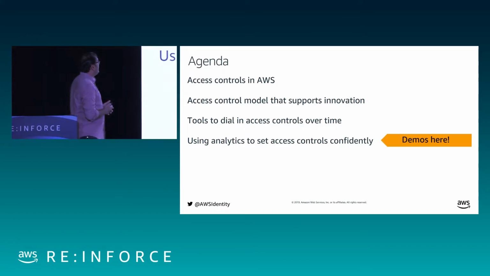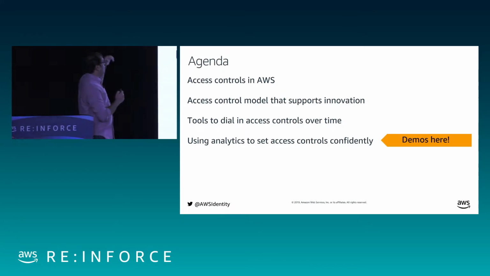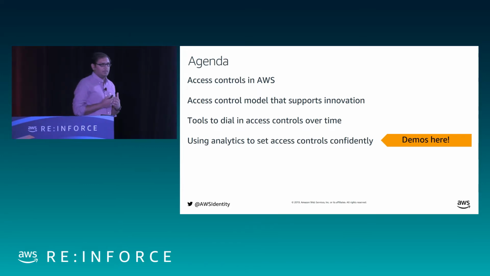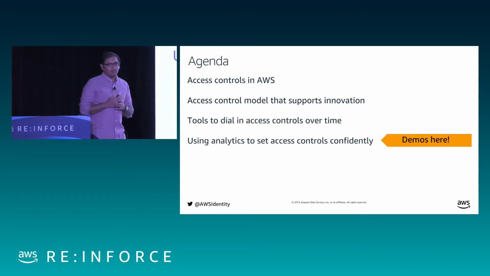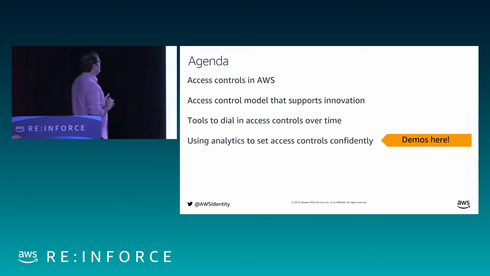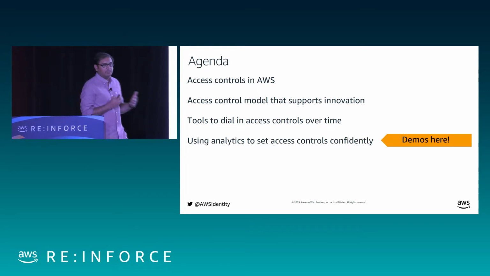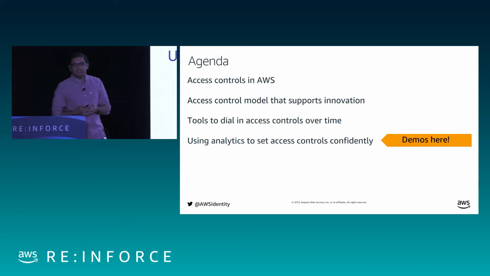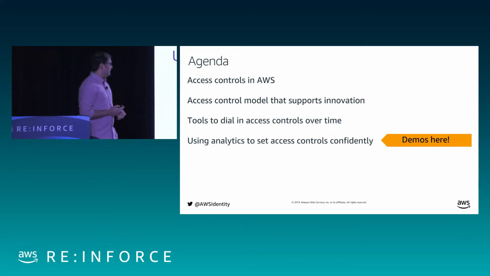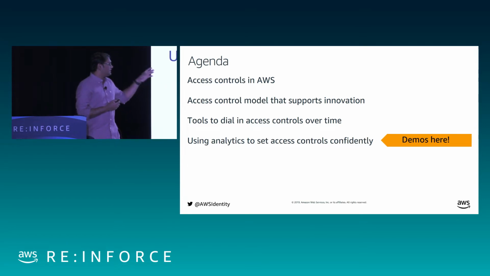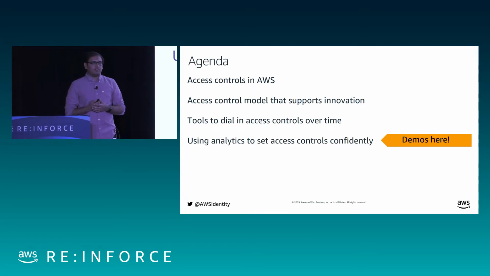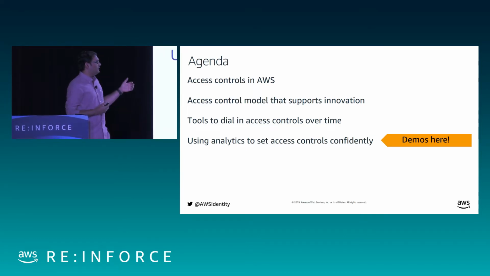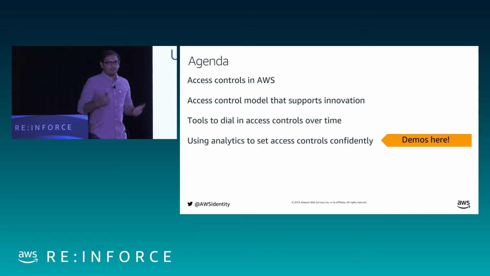All right, so today I'm going to start quickly with a summary of what I mean when I say access controls in AWS. I'm going to move on to describe an access control model that we believe supports innovation. Talk about some tools that help you dial in permissions over time. And then finally, really excited about this, I'm going to show some demos about a feature that we launched just last Friday, so it's really recent, about how you can do that for permission guardrails across accounts.